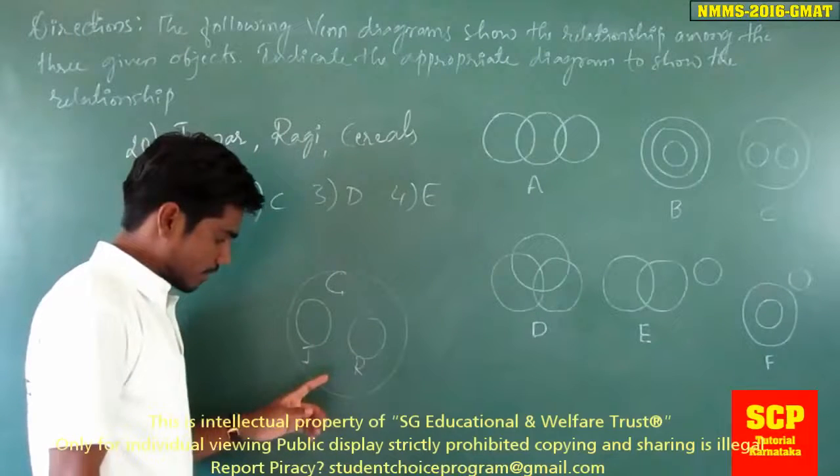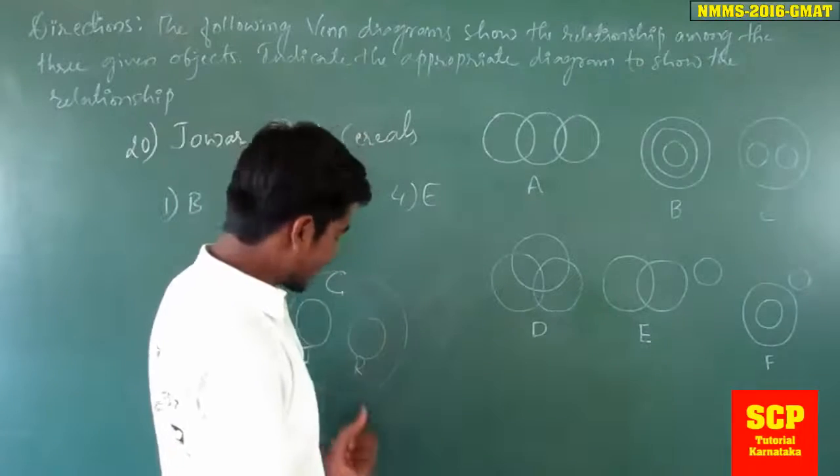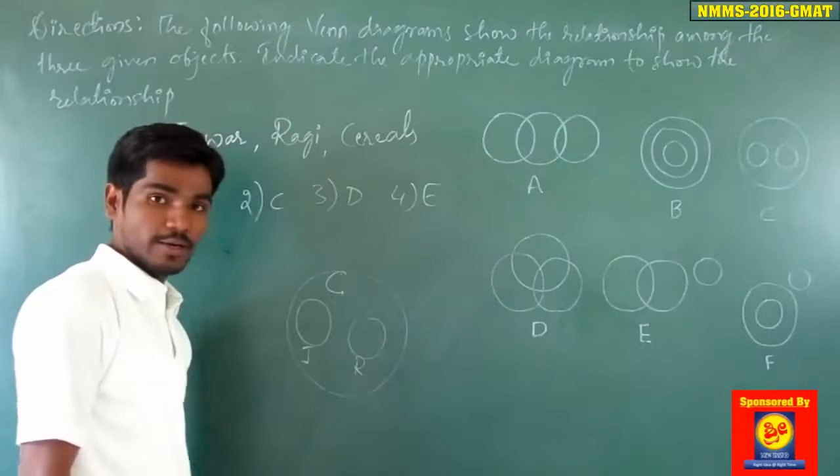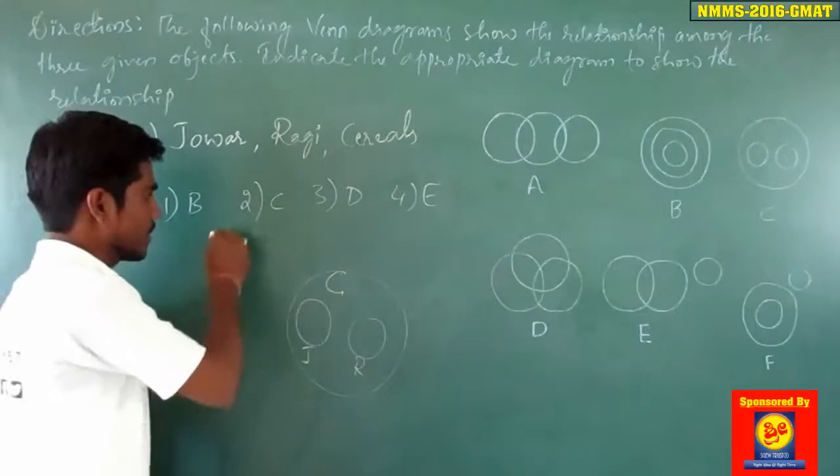Now, let us compare our diagram with the given Venn diagram. So, the Venn diagram C matches with our figure. Therefore, let us check the given options. The first option is B. The second one is C, which is the right one.